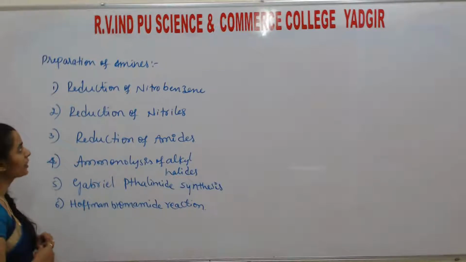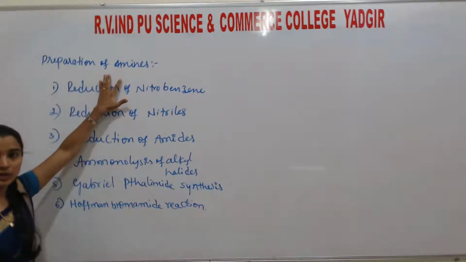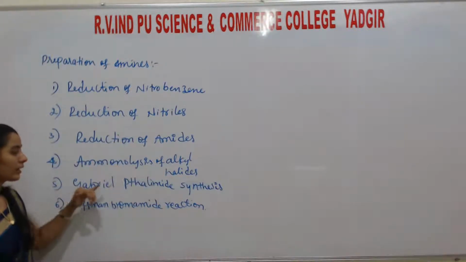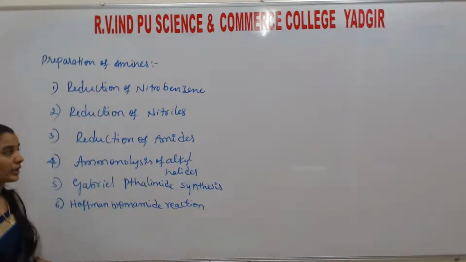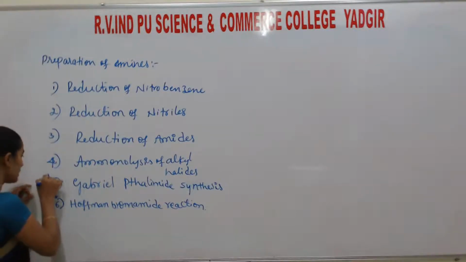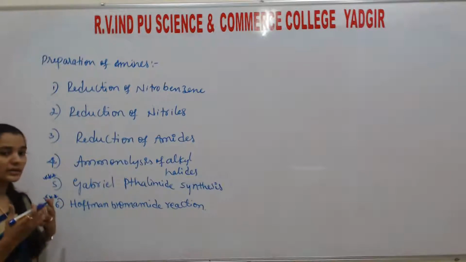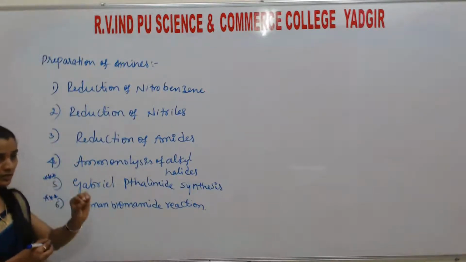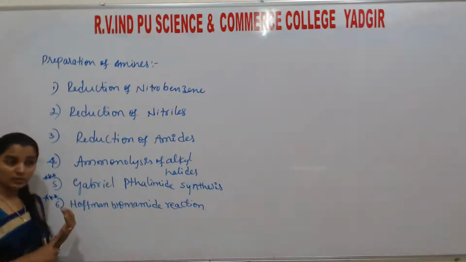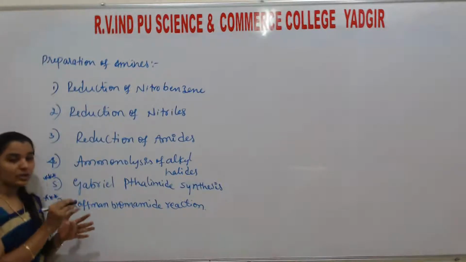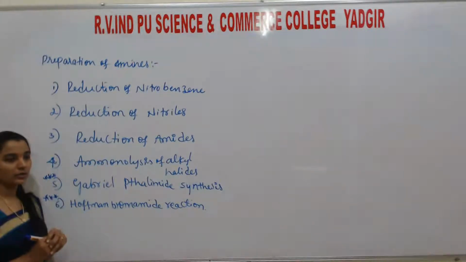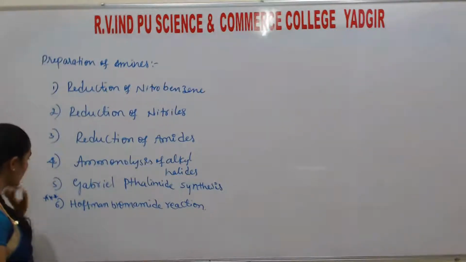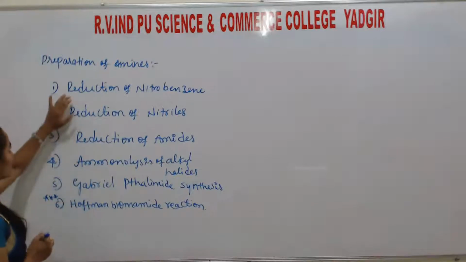These are the different types of reactions from which we are going to prepare amines: reduction of nitrobenzene, reduction of nitriles, reduction of amides, ammonolysis of alkyl halides, Gabriel phthalimide synthesis, and the Hoffmann bromamide reaction. So students, name reactions like Gabriel, Hoffmann, Schwartz, Nicholson are very important in organic chemistry. For example, in the last year you studied name reactions for alkyl halides. In amines, we have 6 different preparation methods. This is not that important, but the name reactions are very important for 2 marks. So we will discuss one by one.